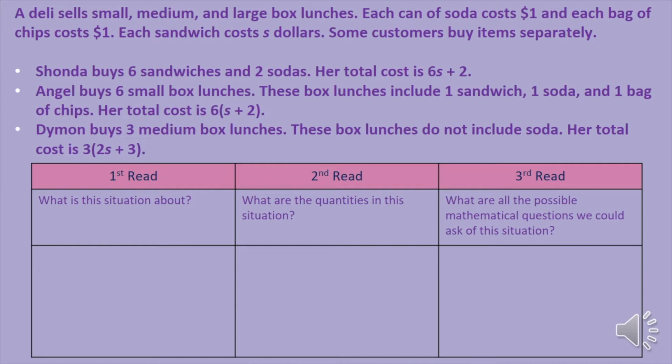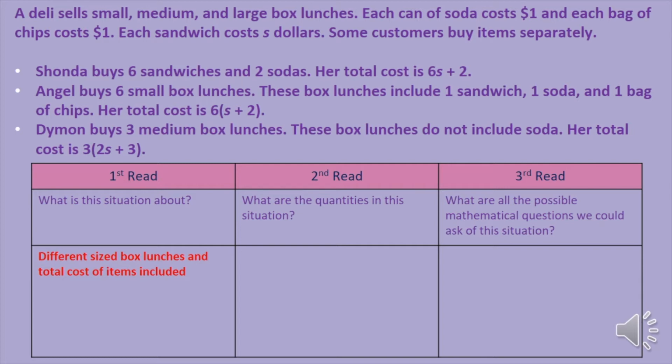Angel buys 6 small box lunches. These box lunches include 1 sandwich, 1 soda, and 1 bag of chips. Her total cost is 6 times the quantity of S plus 2. Diamond buys 3 medium box lunches. These box lunches do not include soda. Her total cost is 3 times the quantity of 2S plus 3. Let's look at our first question. What is this situation about? You said it, different size box lunches and total cost of items included.